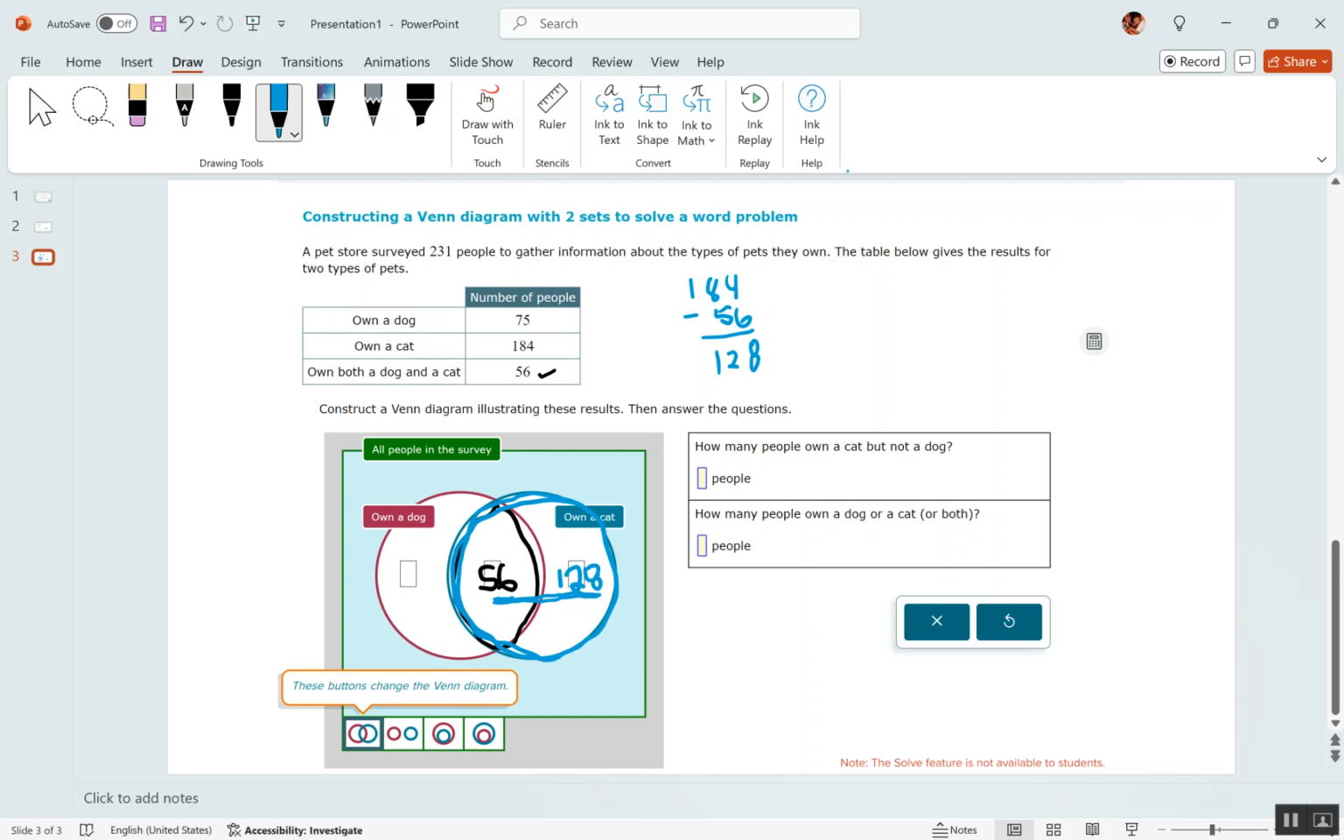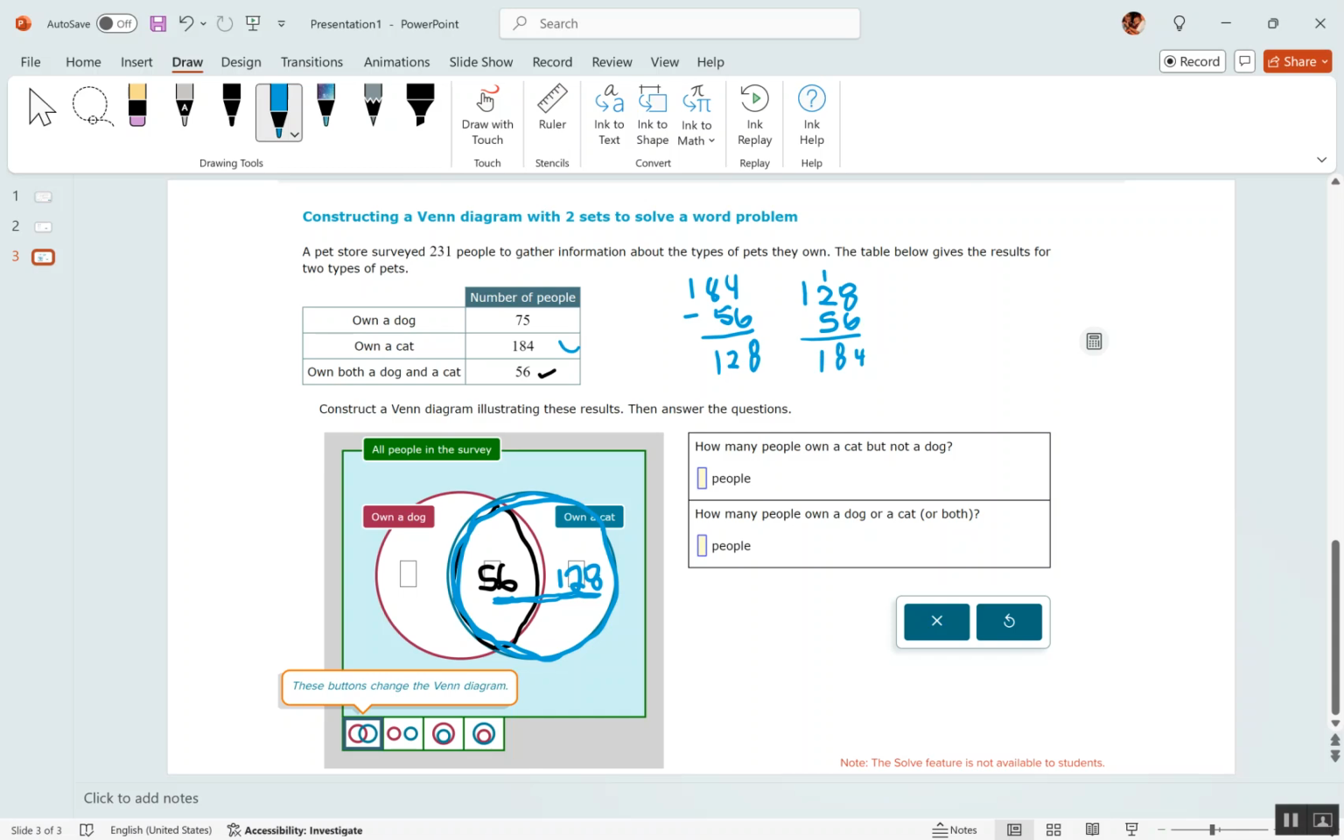And I'm going to check that because I'm not great at subtracting. So I'm going to check my work. 8 plus 6 is 14, carry the 1, 5, 6, 7, 8. 184, 184. Good. So there's my blue circle right there.